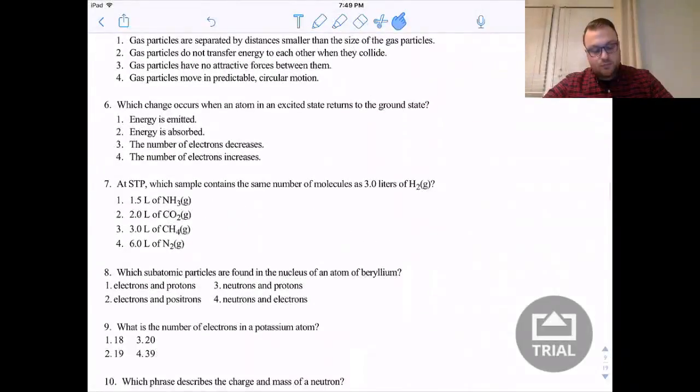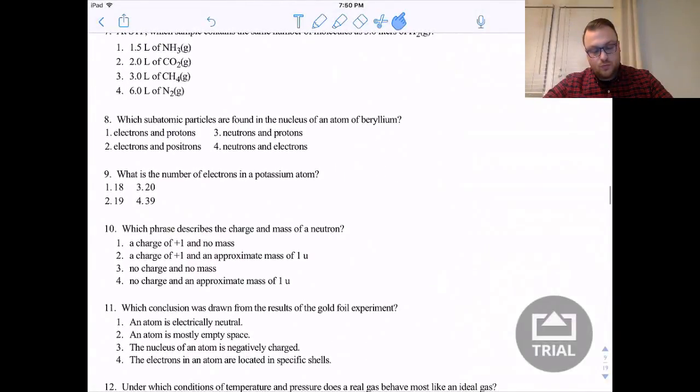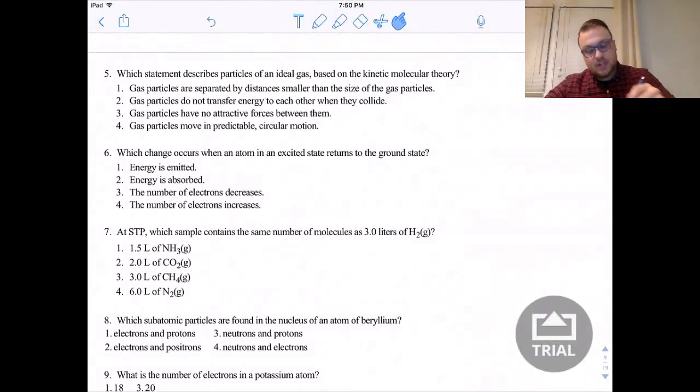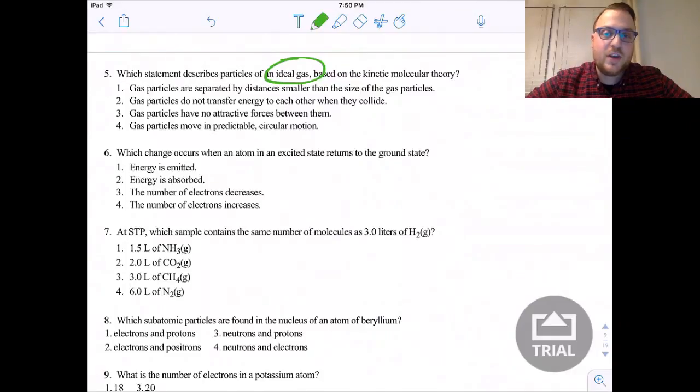Gases. Ideal gas. I'm not going to go over every question involving ideal gas, but you need to know the properties of ideal gas. And these are kind of frustrating because after this unit, we talk about it again later, but it doesn't pop up too much. So this is one of the easiest things to forget.